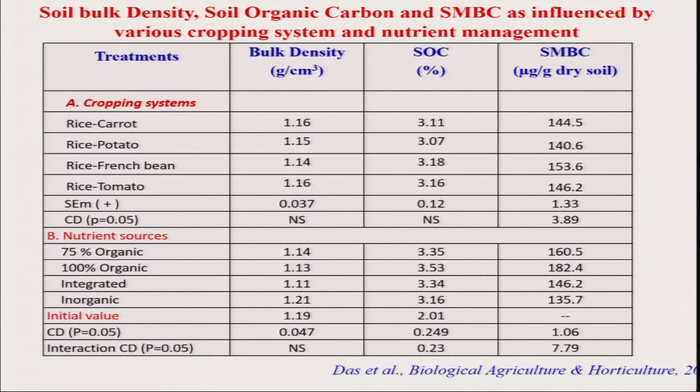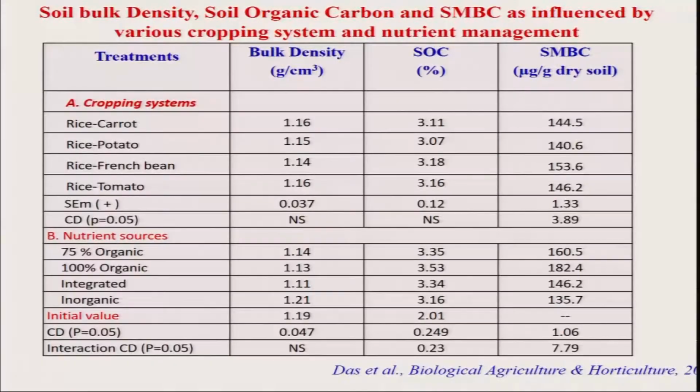We have also measured soil bulk density, soil organic carbon and SMBC. SMBC means soil microbial biomass carbon, and how they are influenced by the varying cropping systems. If you see, whenever we grow any vegetable, all the vegetables may not be the same. In case of SMBC, the concentration is significantly higher in rice plus French bean as compared to rice and potato. So, it may be better for the SMBC condition.